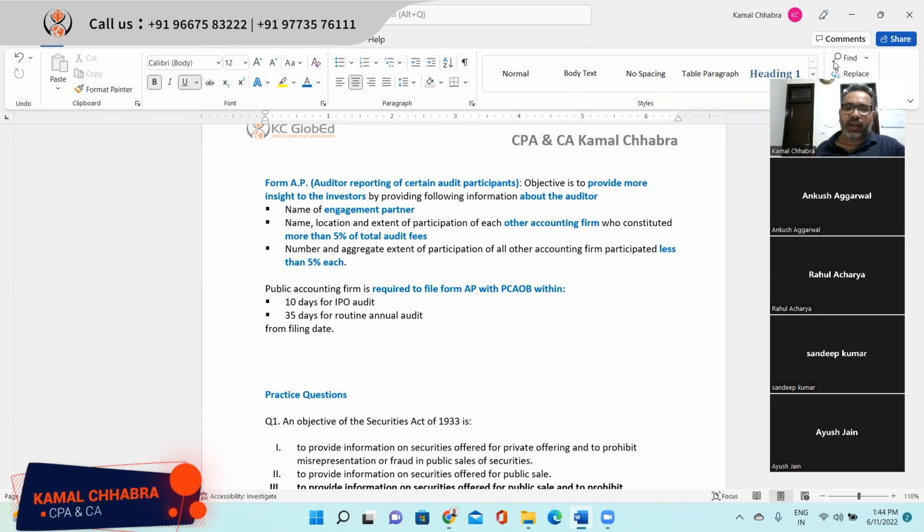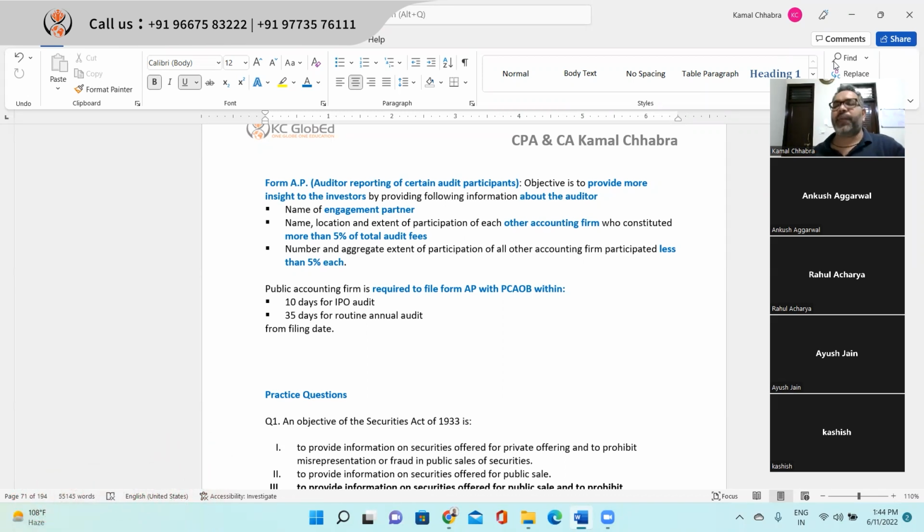So what's the full form? Audit participants. Okay. Right. A public accounting firm is required to file Form AP with the PCAOB within 10 days if you are conducting the audit for an IPO. And if you are doing an annual audit, then within 35 days once you have signed the audit report.